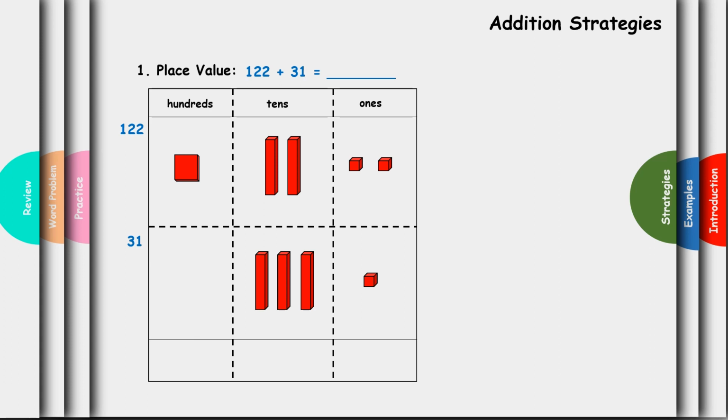Let's start first with the ones. 2 and 1 make 3. Now the tens. 2 and 3 make 5. Then lastly, the hundreds. 1 and 0 is 1. So 122 plus 31 equals 153.